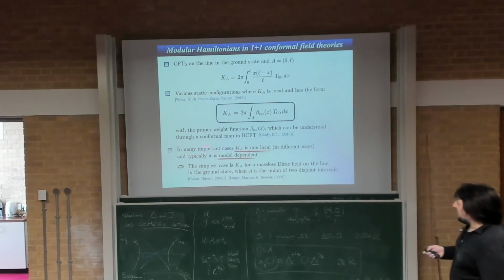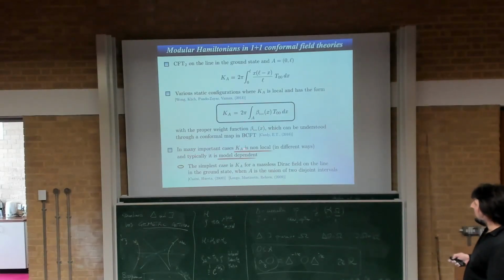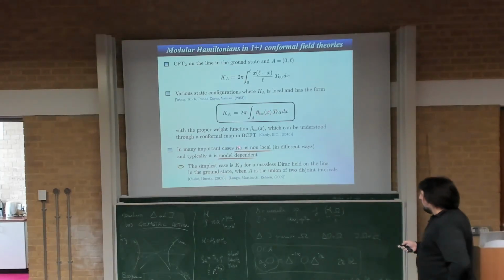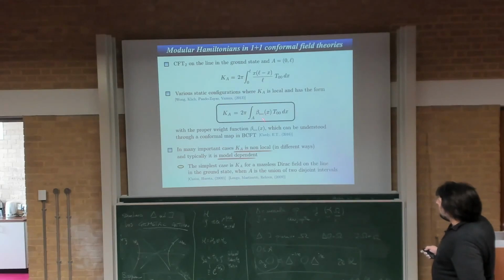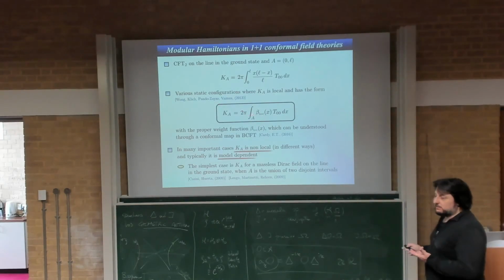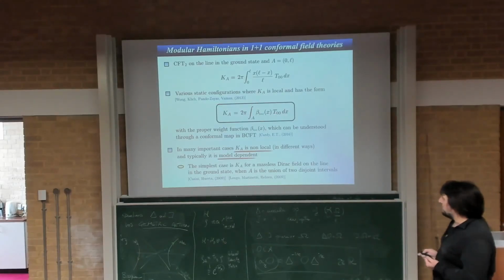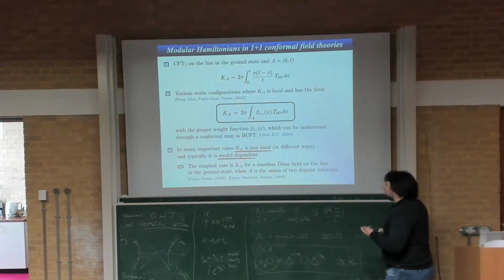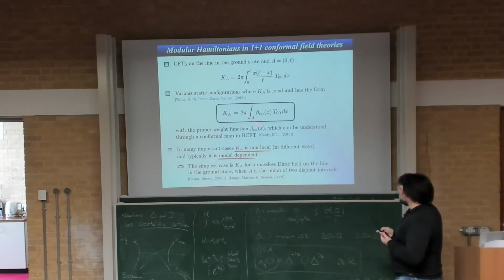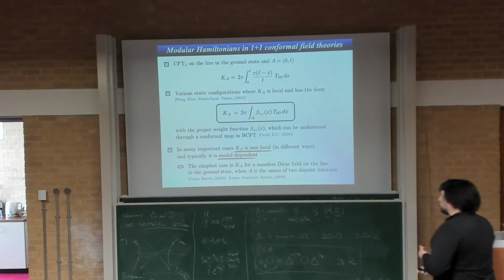But let me stress that there are important cases where K is not like this. This is a local expression, just not one we are used to, but in many cases K is non-local and also model dependent. This one is model independent in the sense that if you have a CFT, T00 is a CFT quantity. But the most famous known example, by Casini and Huerta, is the case of a massless Dirac field in the ground state when A is two disjoint intervals. In this case, you cannot write it in this form.